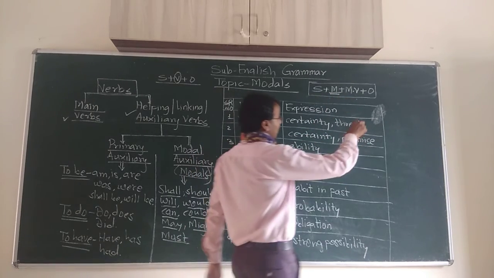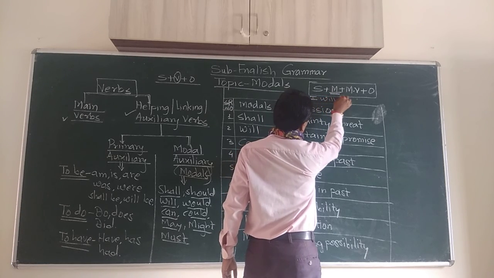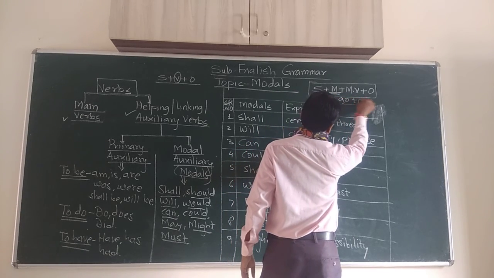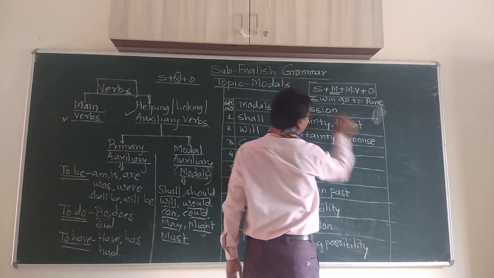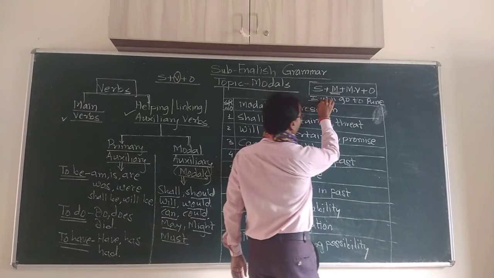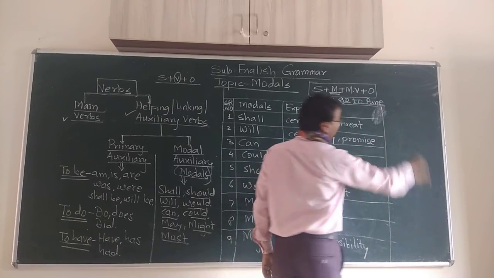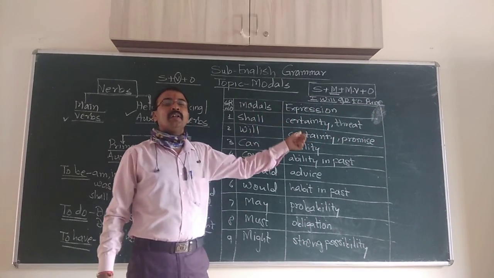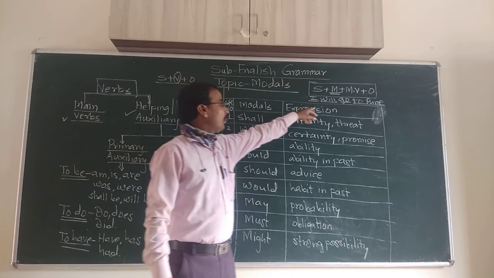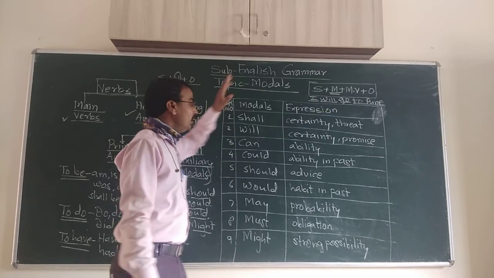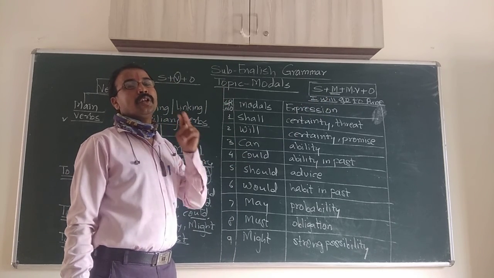For example, I will go to Pune. I is the subject, will is the modal, go is V1, to Pune is the complement. S plus modal plus main verb plus object or complement. This word plays two roles: will, one to show simple future tense, and second to show a modal.